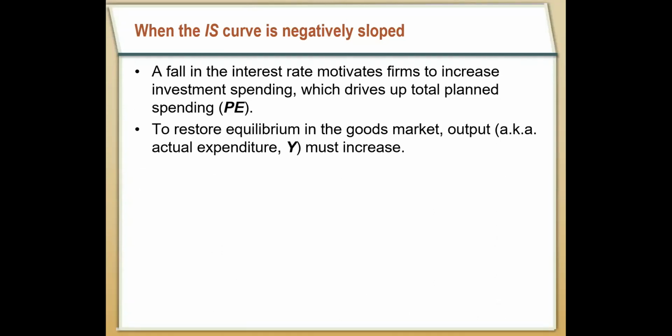Basically, it's less costly to invest, so firms are going to invest more. When firms invest more, that increases planned expenditure, PE. And the only way that we can restore equilibrium in the goods market, according to the Keynesian Cross model, is for when PE goes up, for Y to also increase. And so when investment goes up, because of a lower interest rate, that means our total income has to go up.